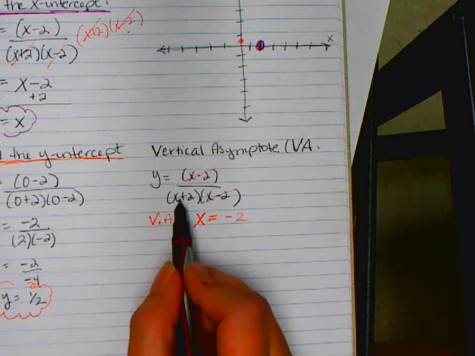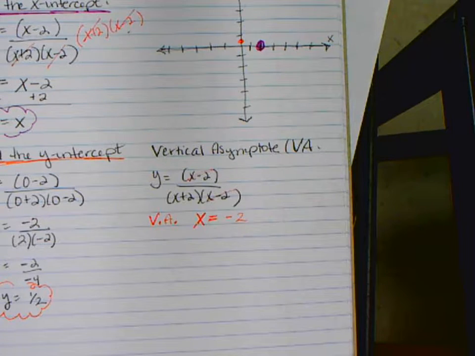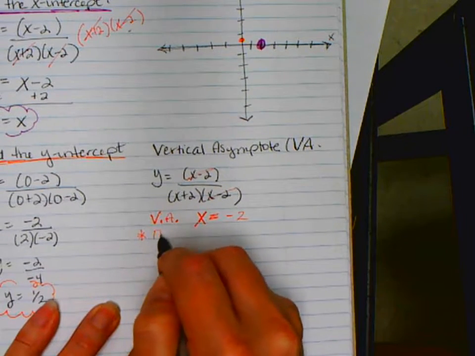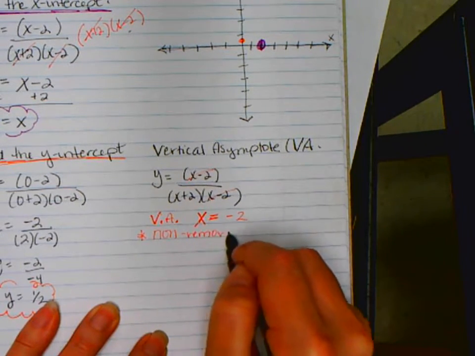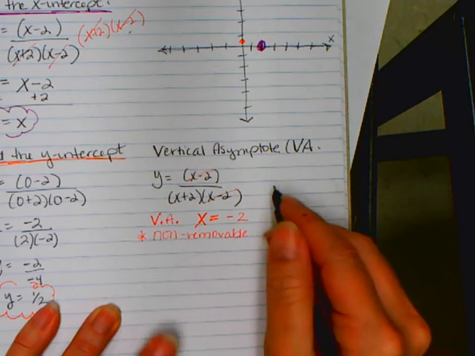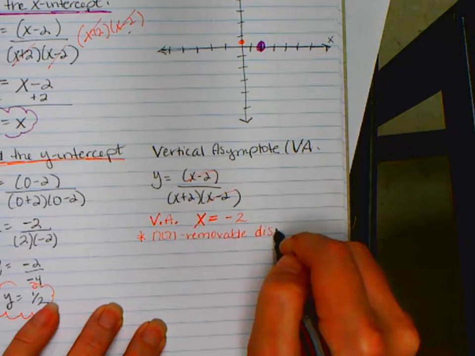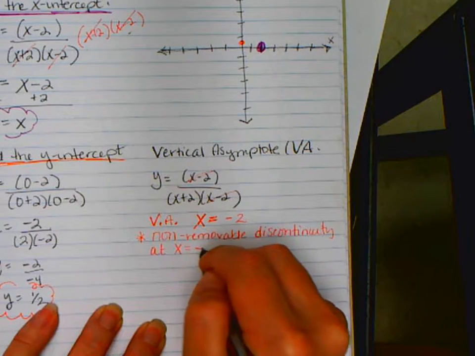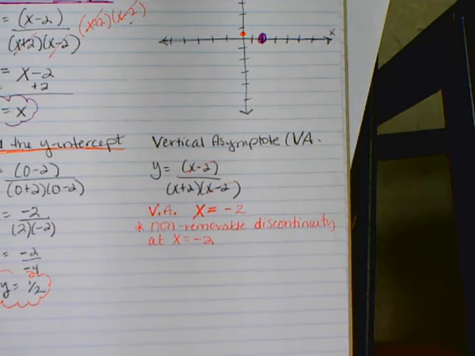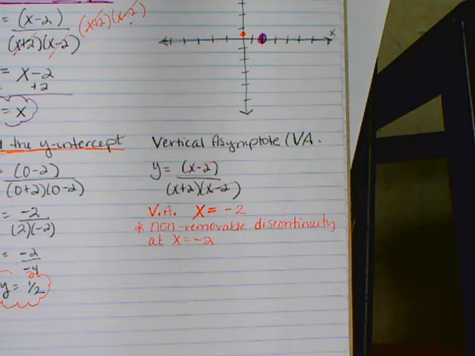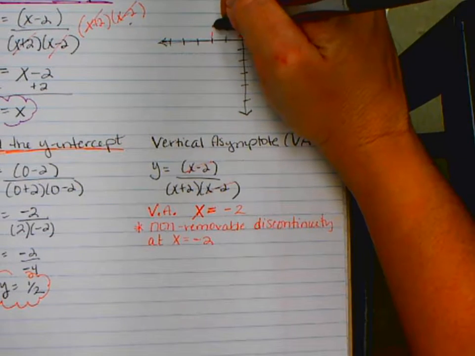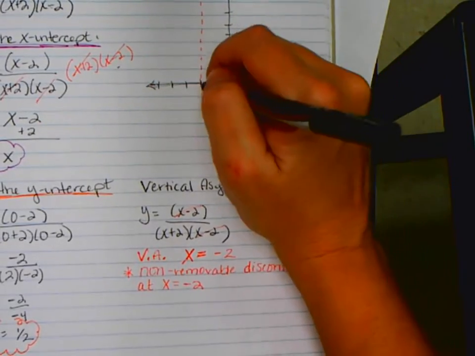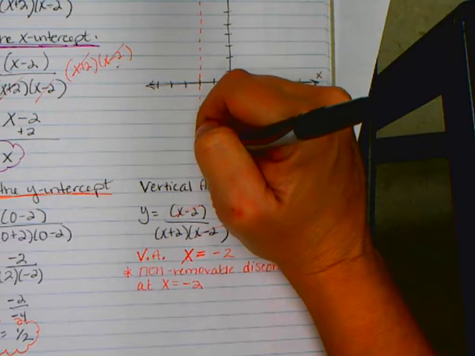So since that was from a factor that could not be canceled, that's also, in case you're asked, called non-removable discontinuity. We would say this graph has non-removable discontinuity at x equals negative 2, because we can't remove the factor. That's how I remember it. So if I told you, hey, this graph has non-removable discontinuity at x equals negative 2, you go, oh, that's a vertical asymptote, okay? Of course, that's what that means. I'm going to sketch in my vertical asymptote at x equals negative 2.